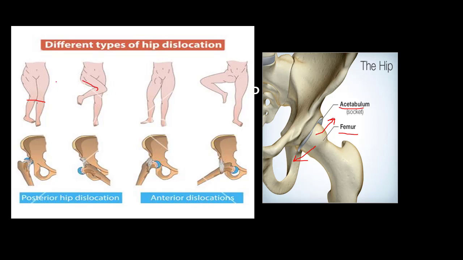So the legs are internally rotated and adducted when there is a posterior hip dislocation, while when there is an anterior hip dislocation, the head of the femur is dislocated anteriorly. What will happen? The legs will be abducted, right? So there is an abduction. This is a very important thing. So this is the adduction and this is the abduction in the anterior dislocation. You just have to remember this.